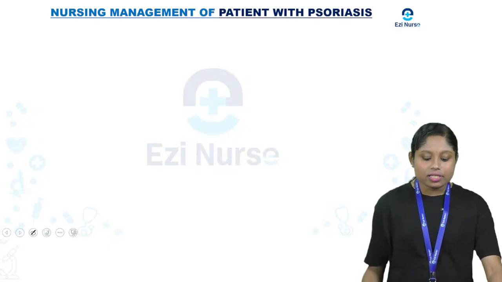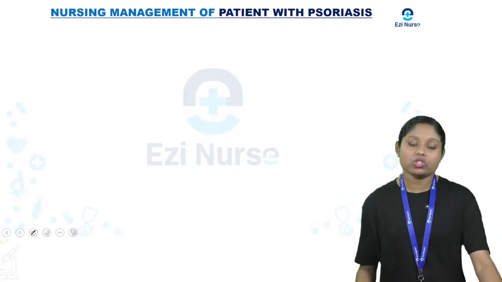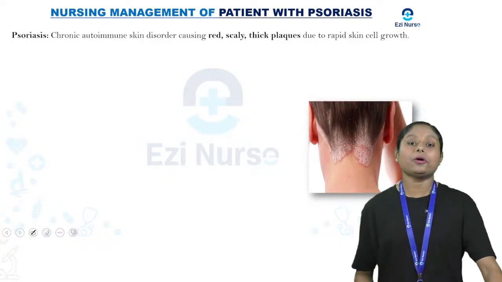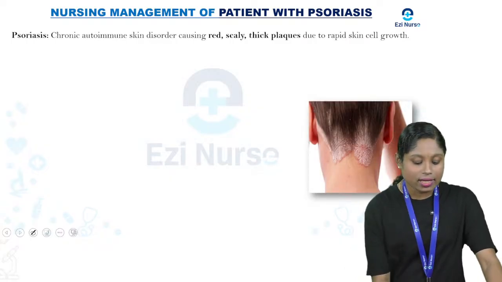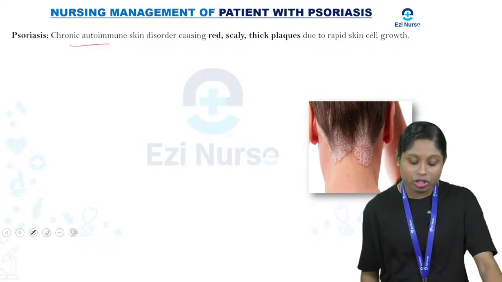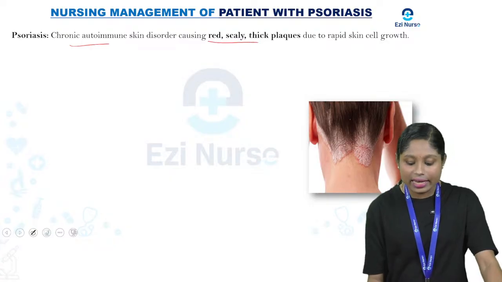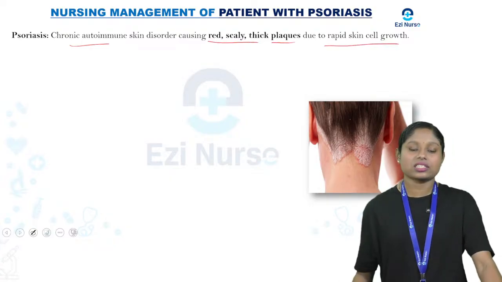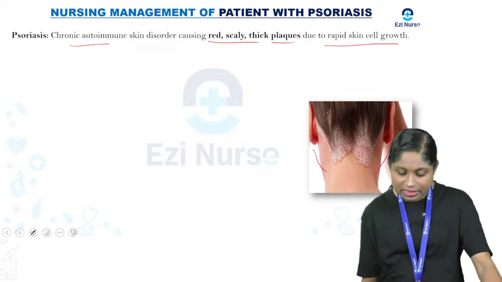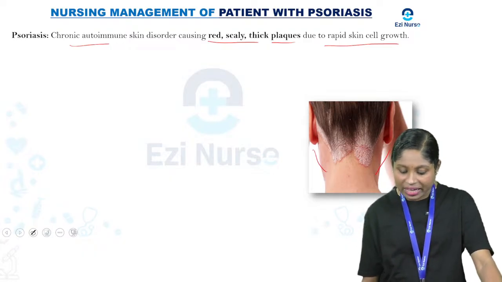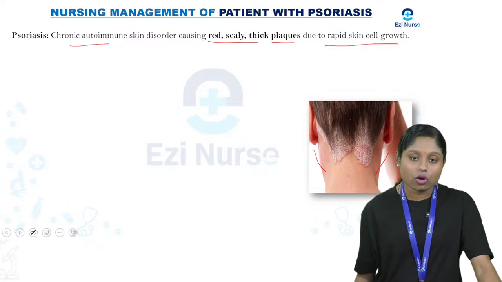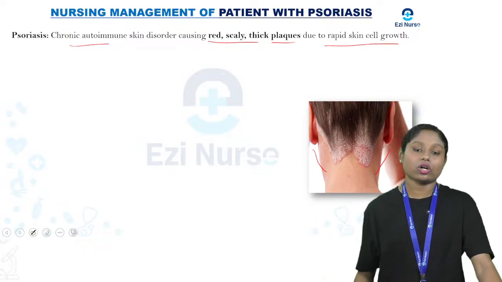So next we will discuss the nursing management of a patient with psoriasis. First let's see the definition of psoriasis. It's a chronic autoimmune skin disorder causing red, scaly, thick plaques due to rapid skin cell growth. You can see in this picture there are red, scaly, thick plaques due to rapid cell growth. That condition is a chronic autoimmune disorder known as psoriasis.